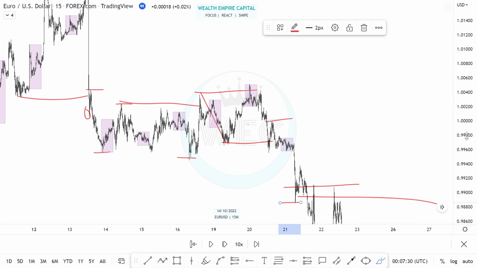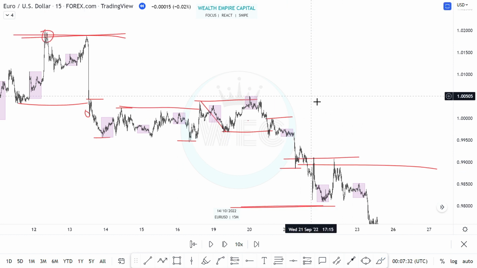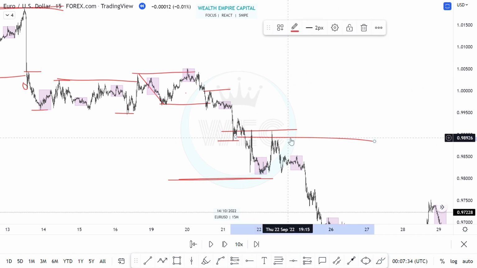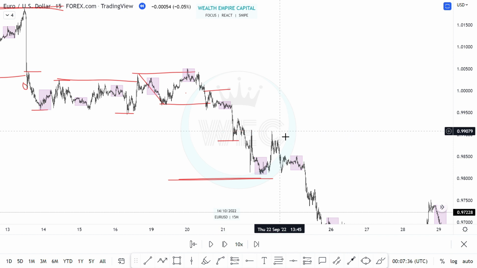This low. Now, in as much as you see me marking these things so easily like that, trust me, it doesn't come on a silver platter. This is another advice that I'll give to you guys.